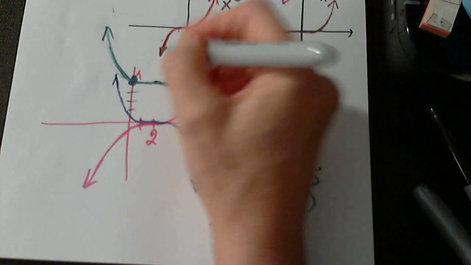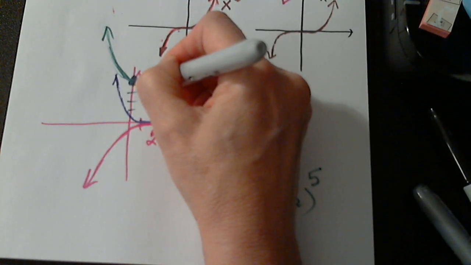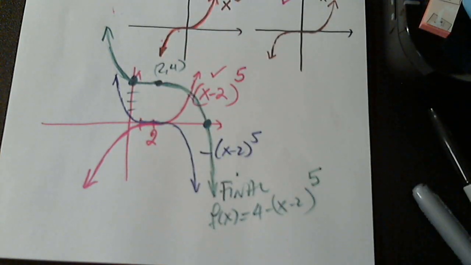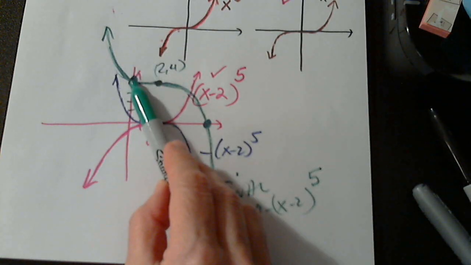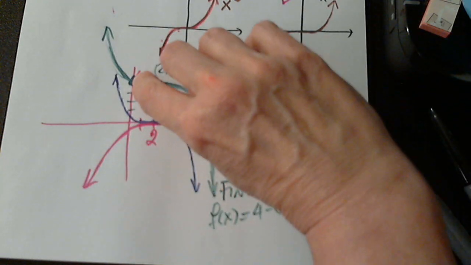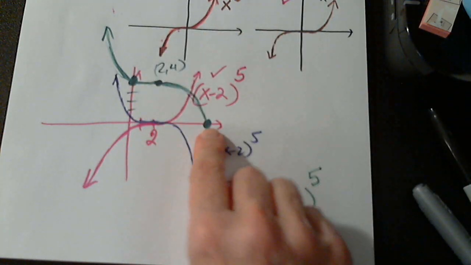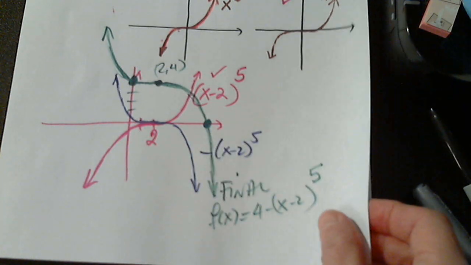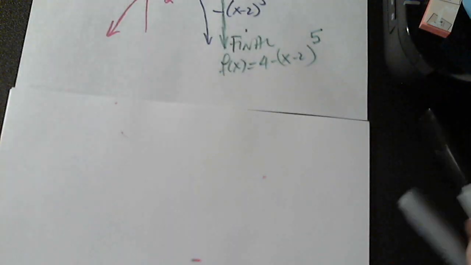This must be it. Do I know this point? Yes, this one I do. It's (2, 4). There's no question about it. This one, no clue. This one, no clue. But not a big deal, because I determined this one with f of 0, and I determined this one with f of x equals 0. So let's do that. And that's my page 9.